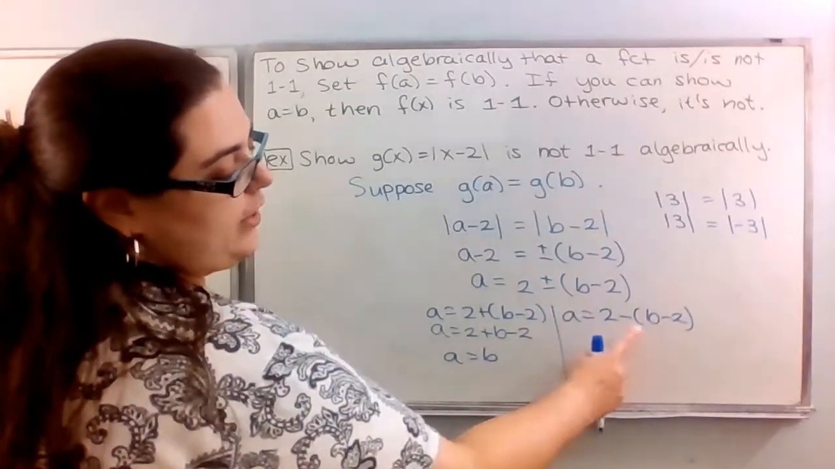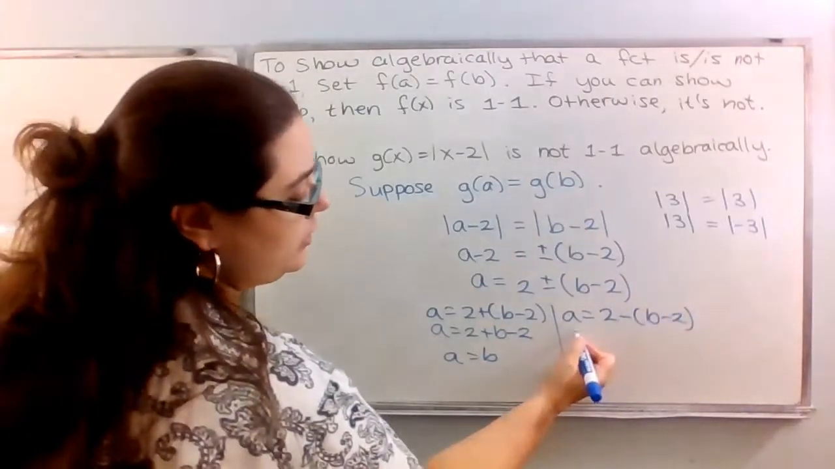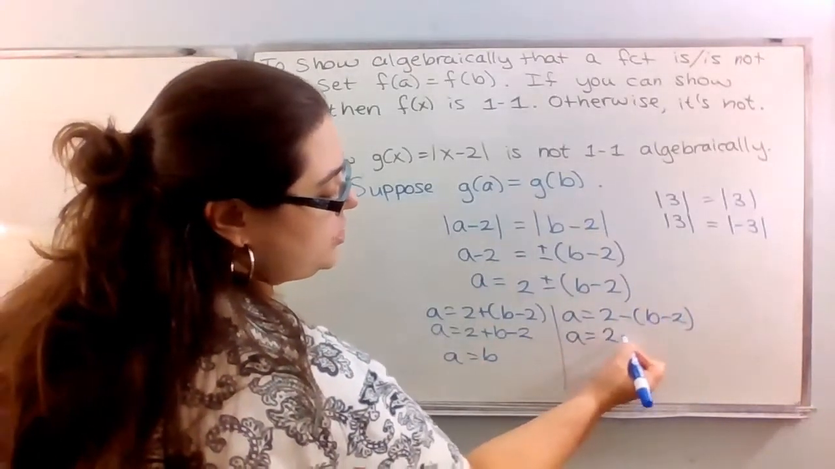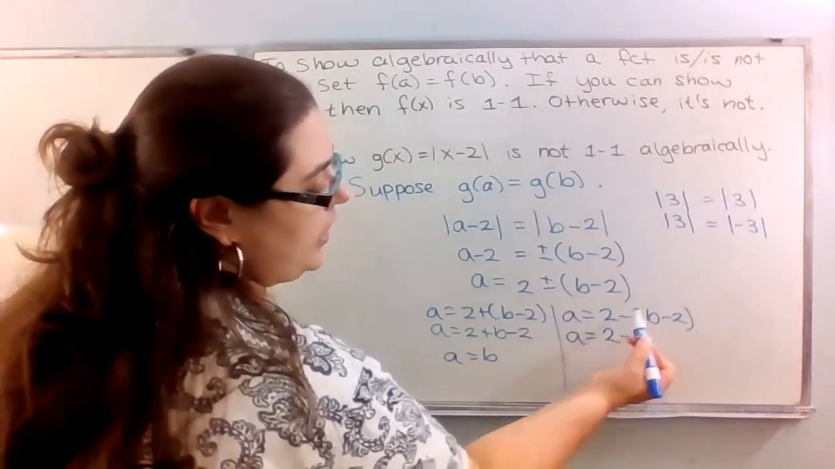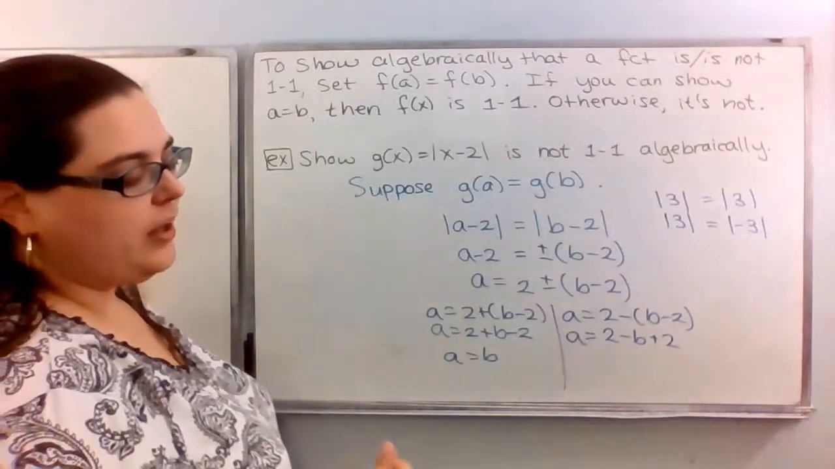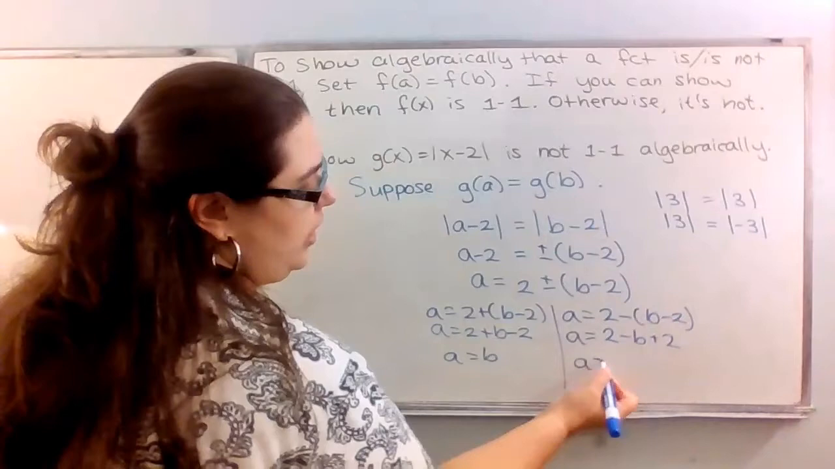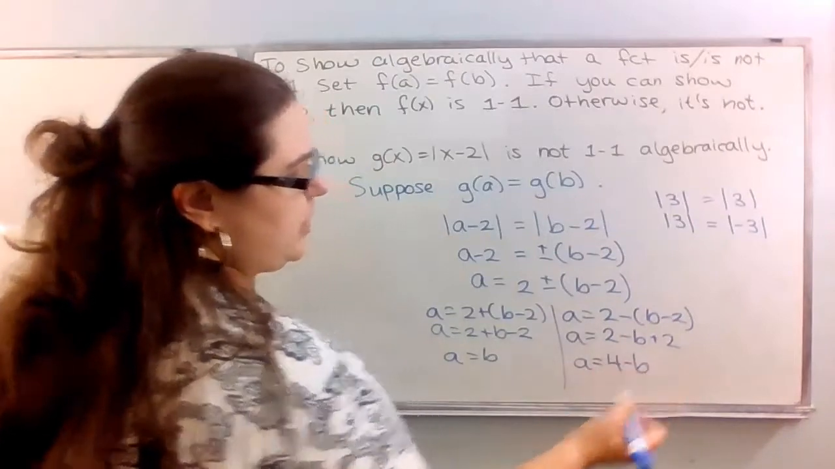So over here, now we have a minus in front of the parentheses, so we have to distribute that to the terms inside. So a is equal to 2 minus b, and then we have a negative, negative makes plus 2. And then I can combine my like terms, 2 and 2 makes 4, and I get a is 4 minus b.